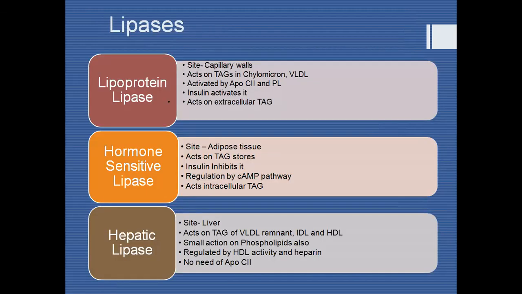Now you will come across the various lipases. You already know about the lipoprotein lipase. Its action, or what it does, is already explained in this particular slide. So lipoprotein lipase, which will be present in the capillary walls, will act on the triacylglycerol of chylomicron and VLDL. We will have another variety, hormone sensitive lipase. It will be present in the adipose tissue. Where does it act? It acts on the triacylglycerol which are stored in the adipose tissue.